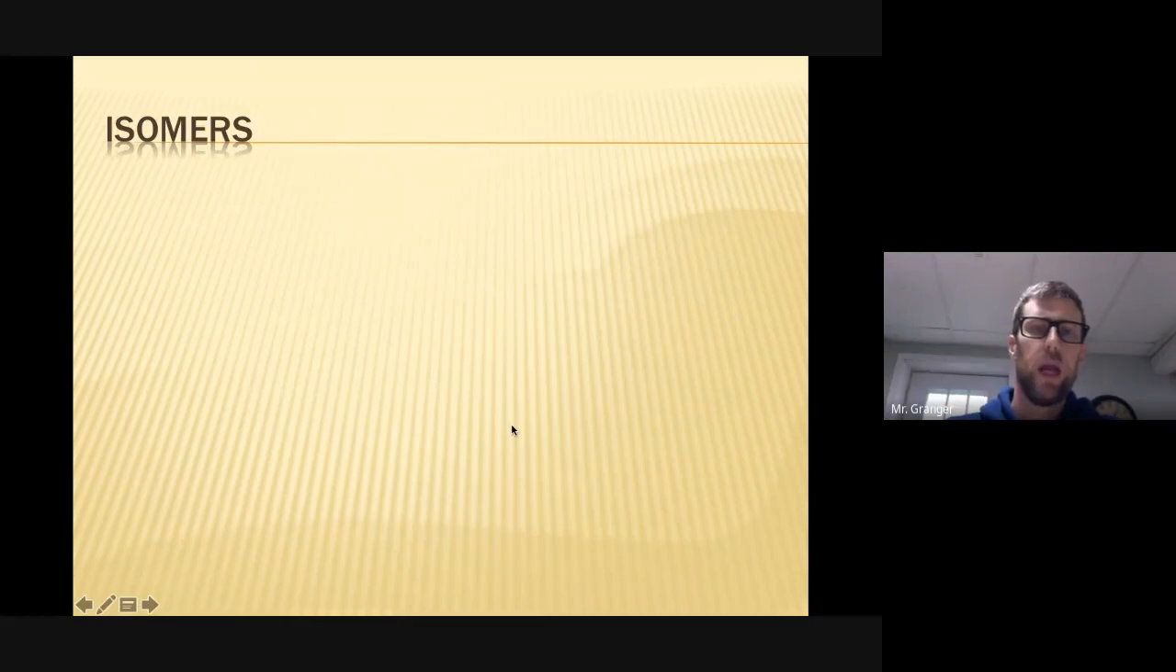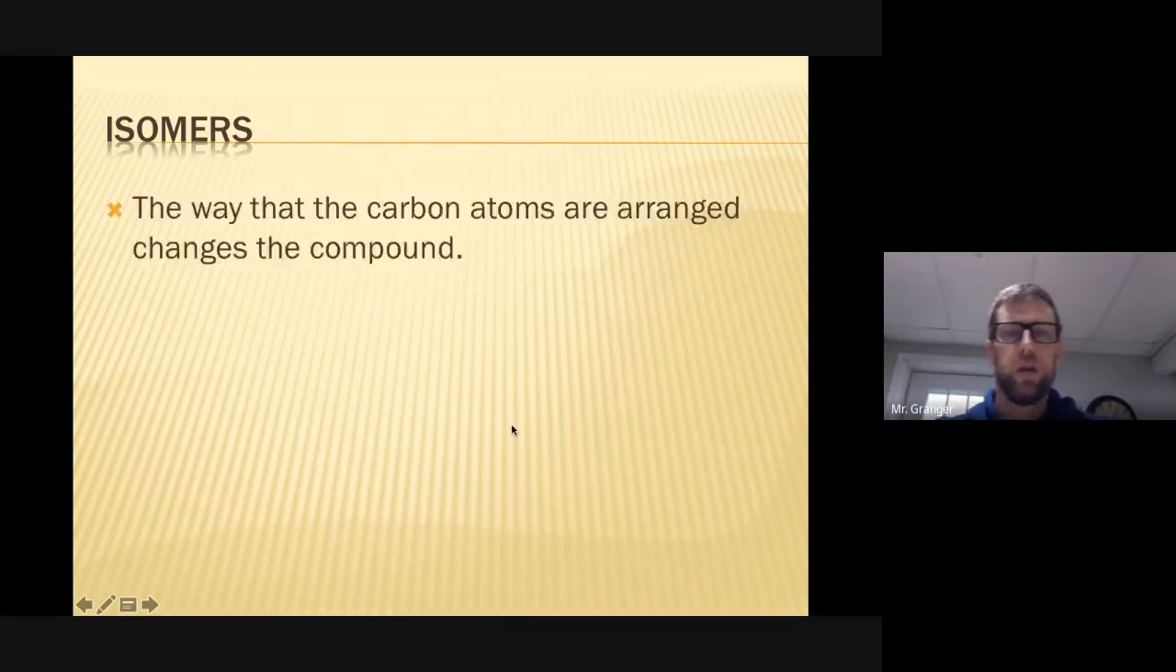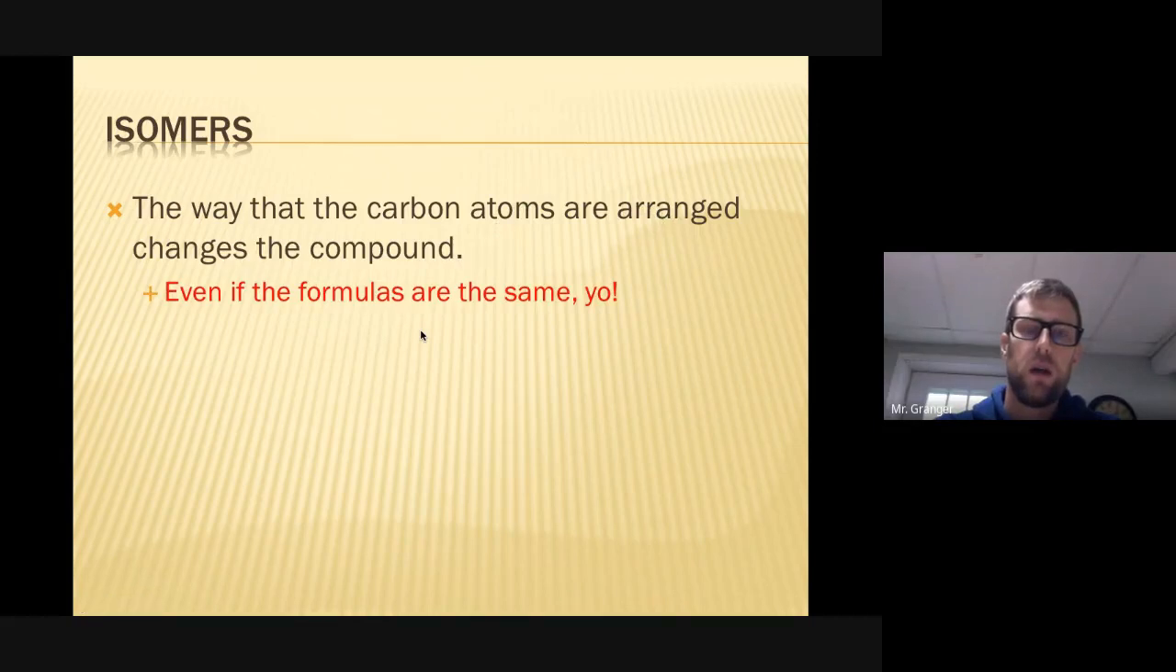Next, we want to look at what are called isomers. And isomers are a way that carbon atoms arrange themselves into compounds, and these arrangements can change. And these give us isomers. So even if the formulas are the same, we can have a different structure with the same formula.